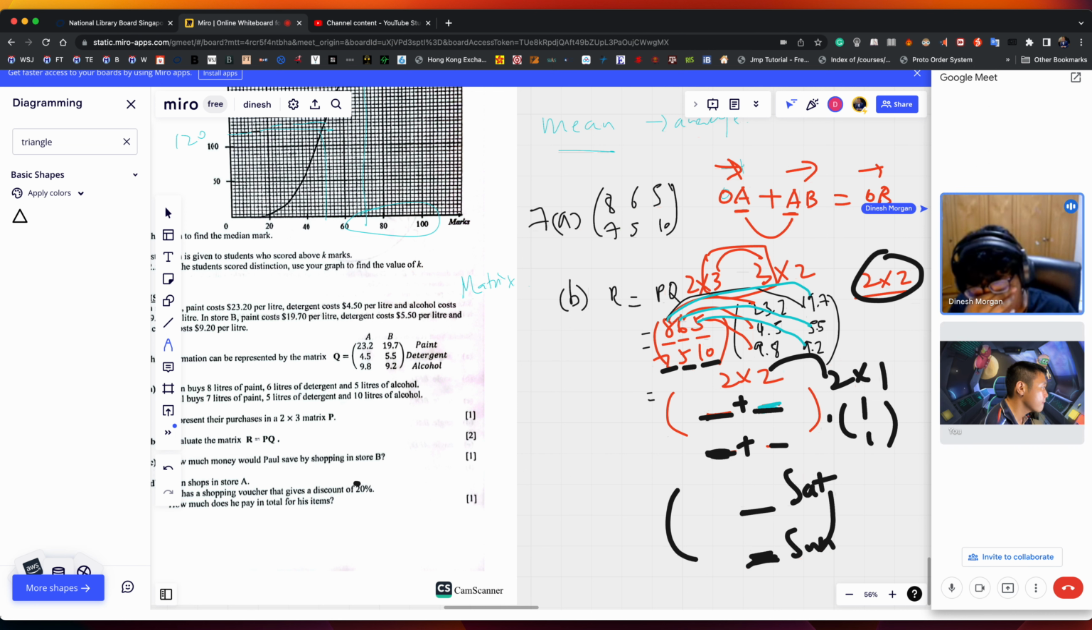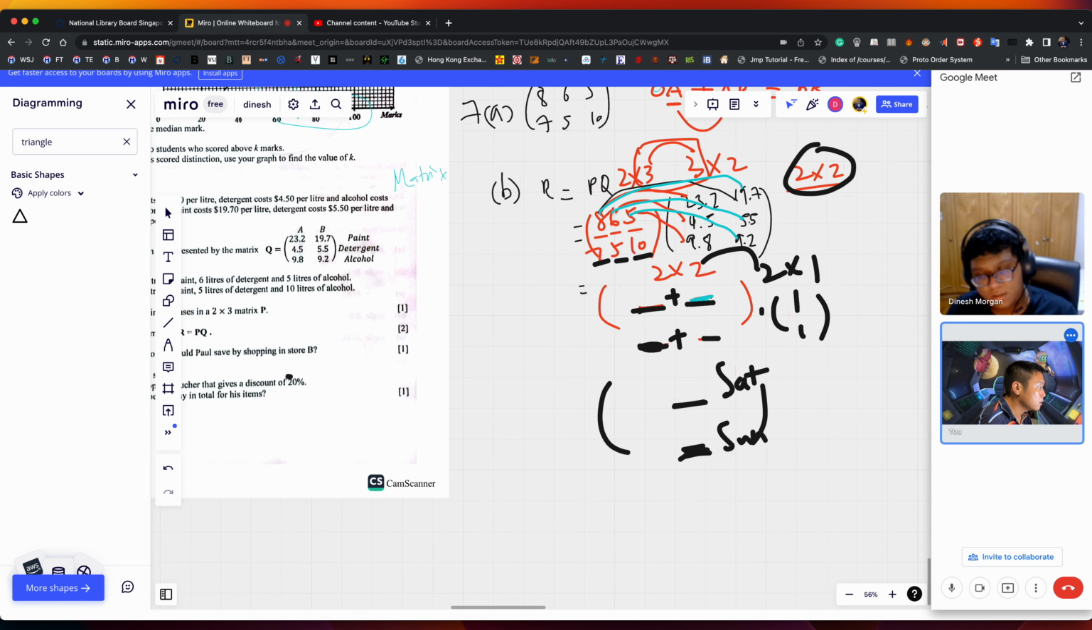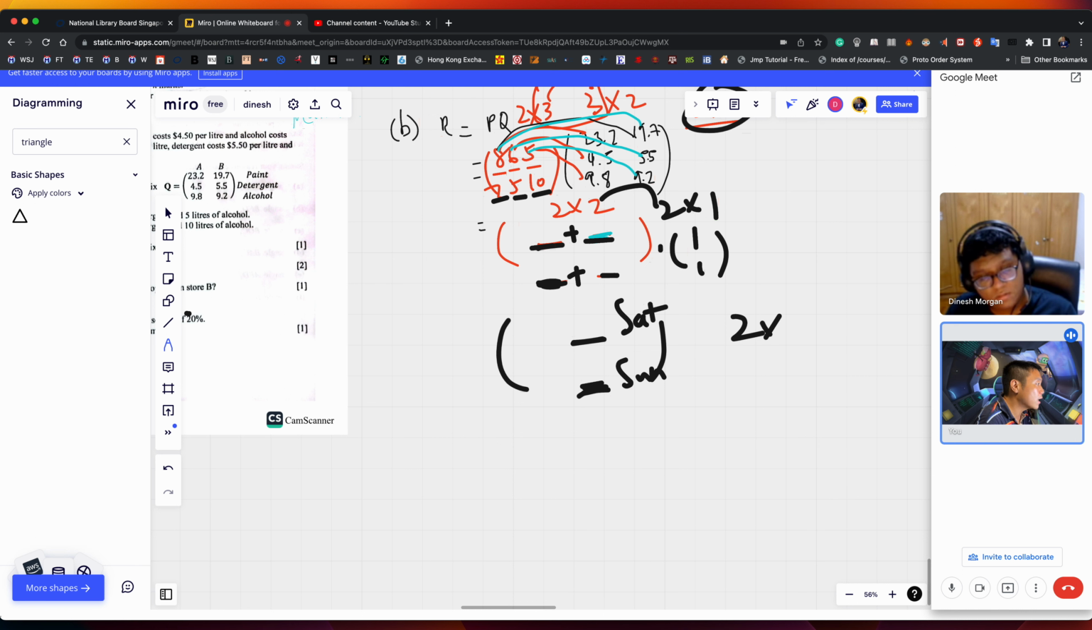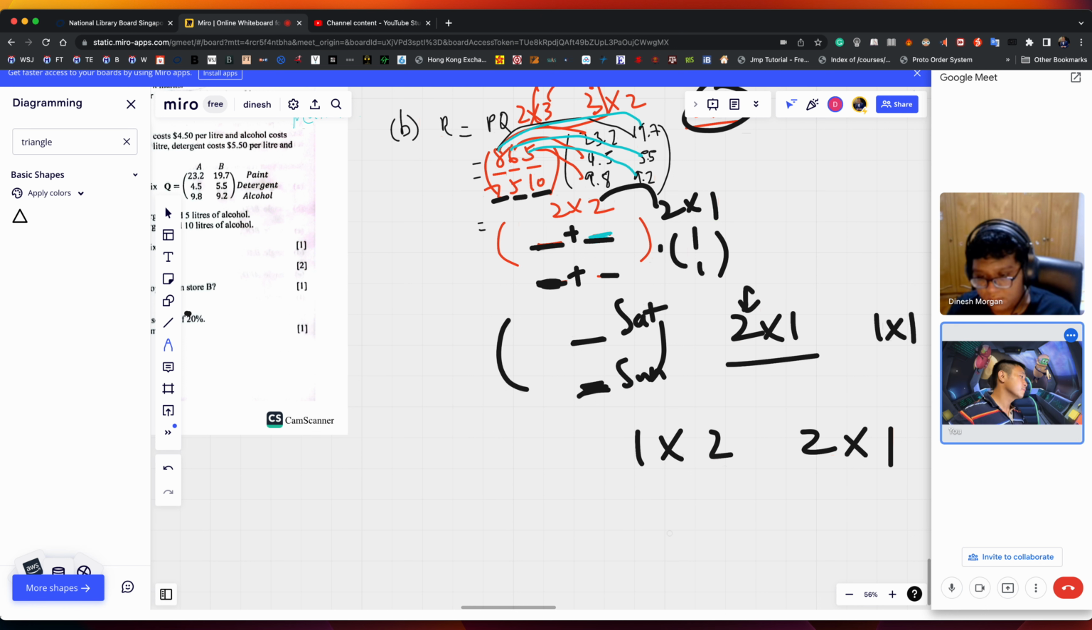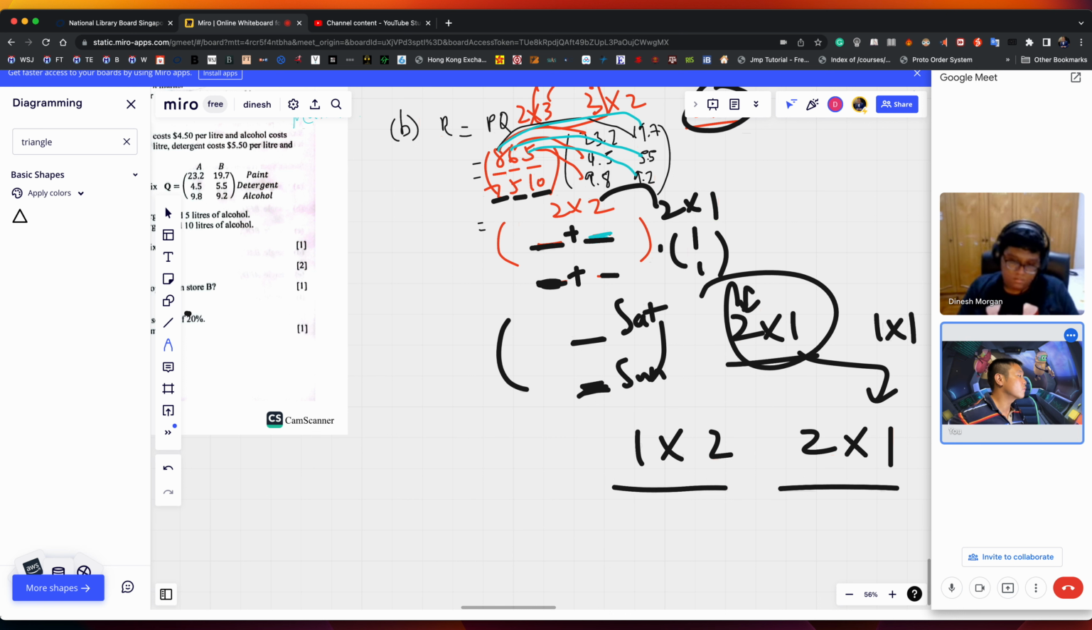Okay, then can you get from 2 by 1 to 1 by 1? Cannot, because you ask yourself, 2 by 1, and then how do you get to 1 by 1? Your 2 is already here. You can, probably: you put the 2 by 1 at the back, and then you get your 1 by 2 in front. You move it to the back. So 1 by 2 is what? This 1, 1.